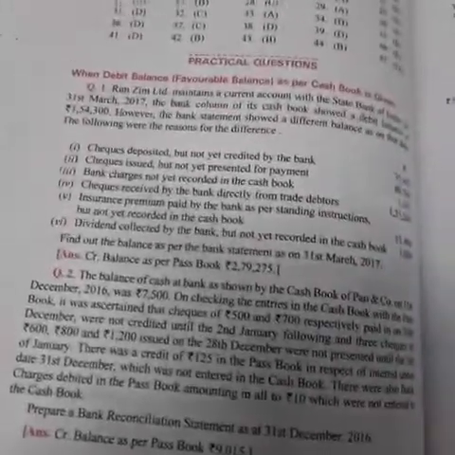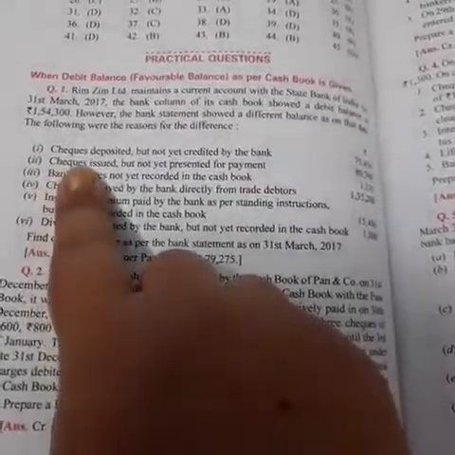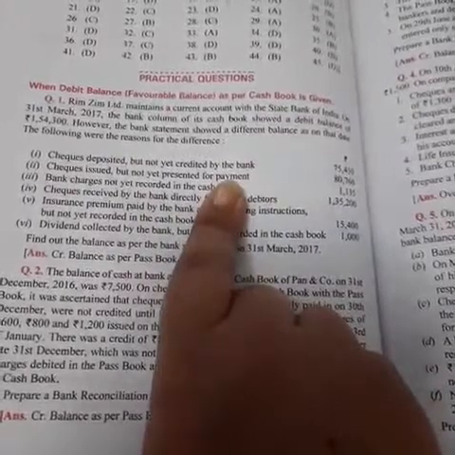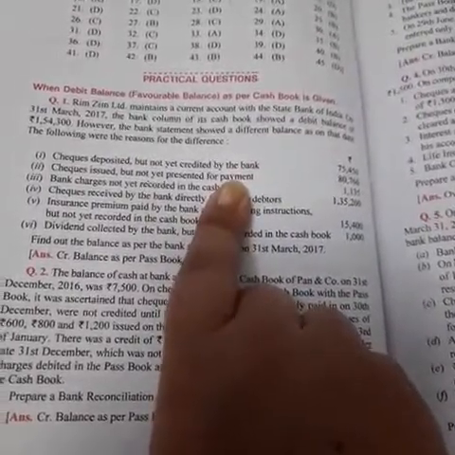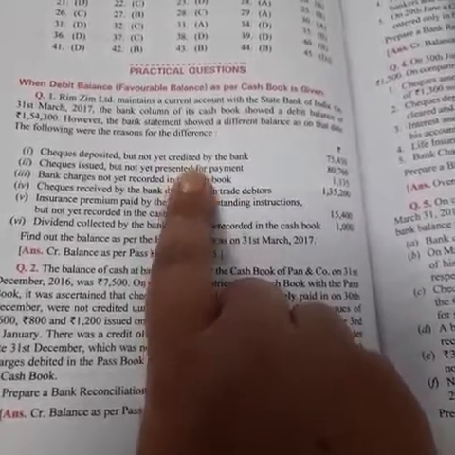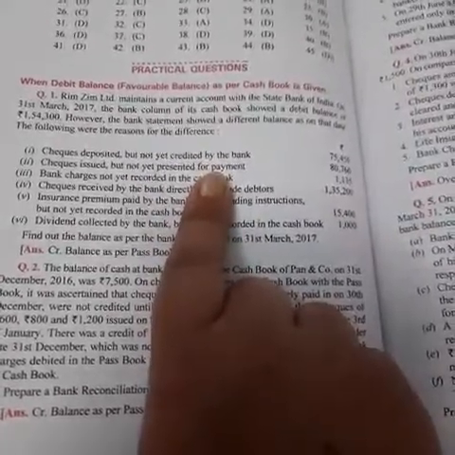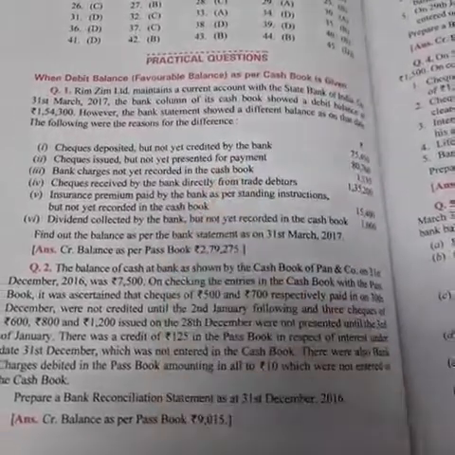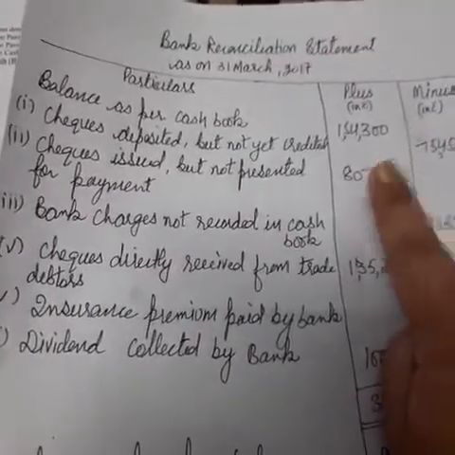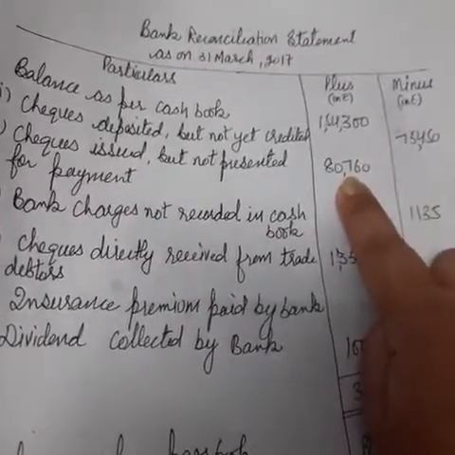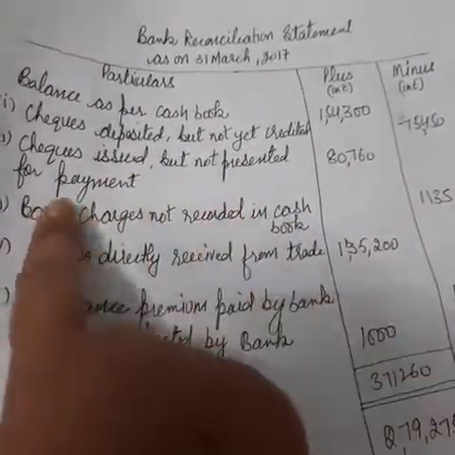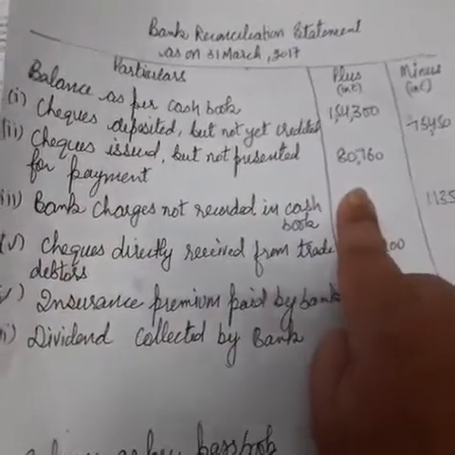Okay, so next is checks issued but not yet presented for payment. Means we have issued checks in some person's name to whom we have to make payment, but bank has not presented that for payment. It means bank still has not decreased our balance. If the bank has not decreased, then why will we do that? So we will add this back. When bank will decrease it, then we will decrease it. Okay, otherwise we have to increase. So I have written here checks issued but not presented for payment 80760.